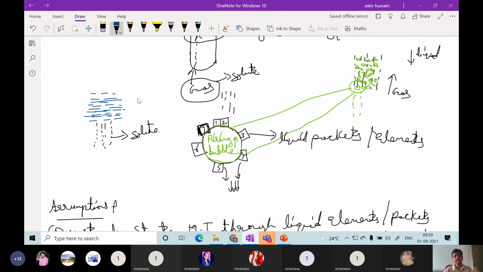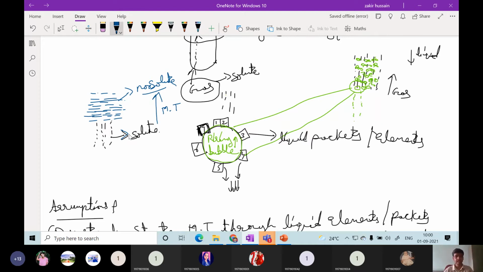Initially, for example, there is no solute inside this liquid. Because the concentration of solute in the gas phase is very high and the concentration of solute in the liquid is very low, mass transfer will occur from higher concentration to lower concentration, that is, from the gas phase to the liquid phase.